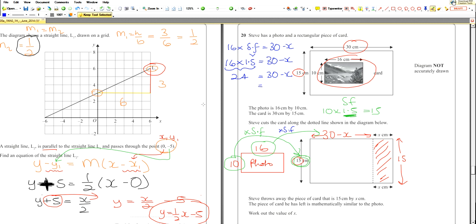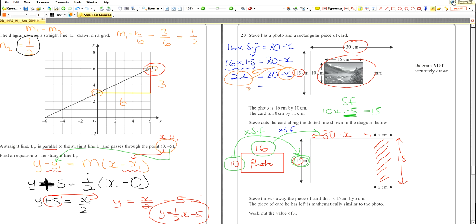Okay, so 30 minus a number is equal to 24. 30 minus what number gives you 24? 6. Okay, 30 minus the number 6 will give you 24. If you wanted to do this in a more algebraic way, you want to solve for x, make x the subject, we move the minus x to this side. The 24 we move to that side.